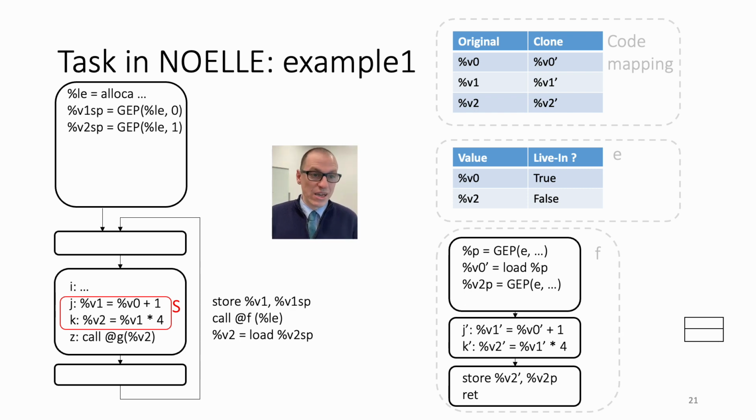Let's go now to the second example, where we decided the data layout to be an array of values, not pointers. In this case, we just need to allocate a single element, and we still call it %LE, and we just need to take the pointers of the two elements of the array. And then, as before, we store the live-in value inside the first element, and then we load the value of the live-out variable from the second element.